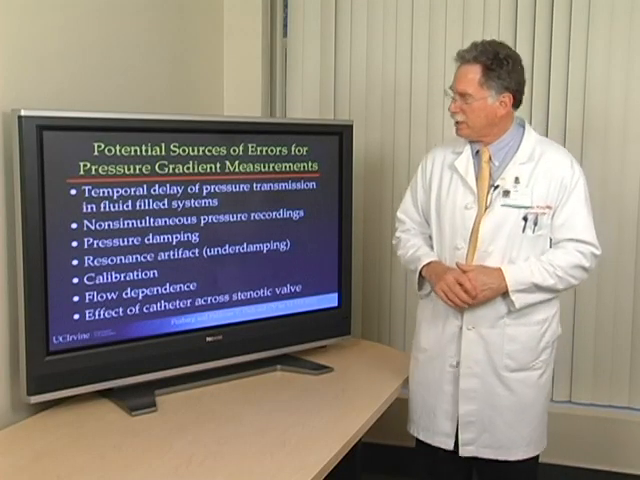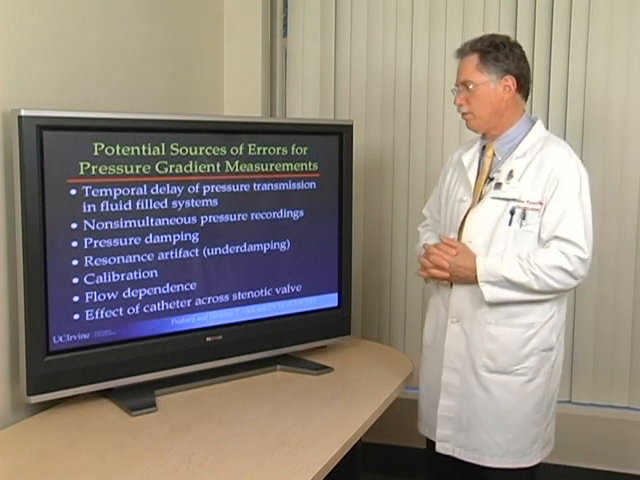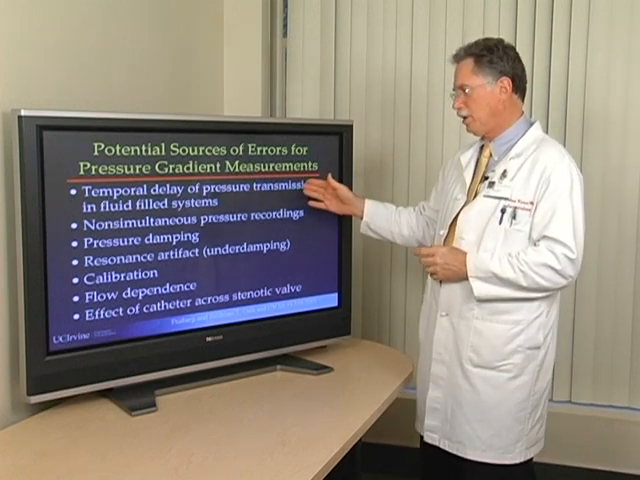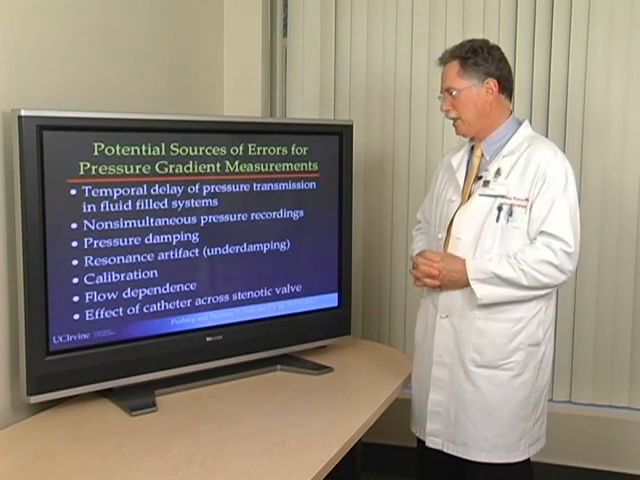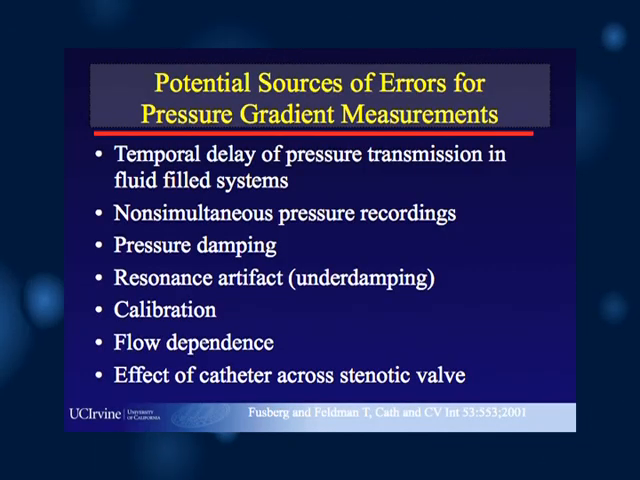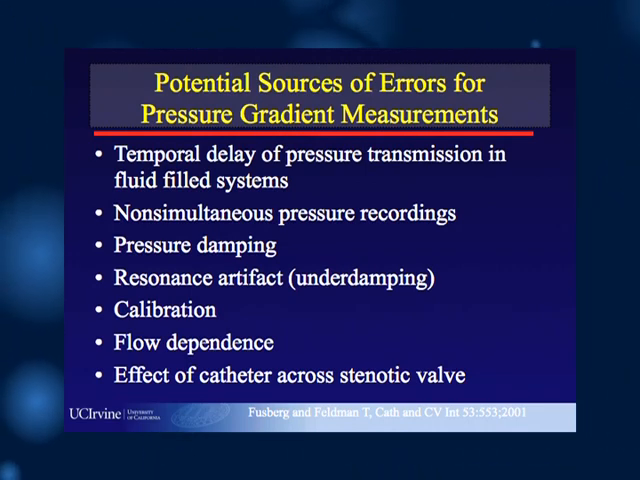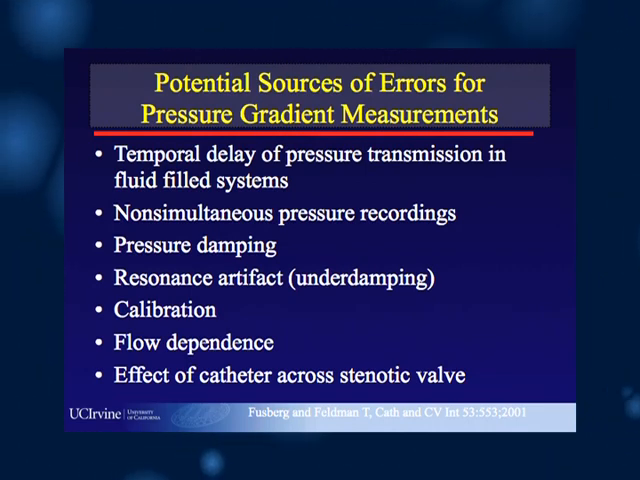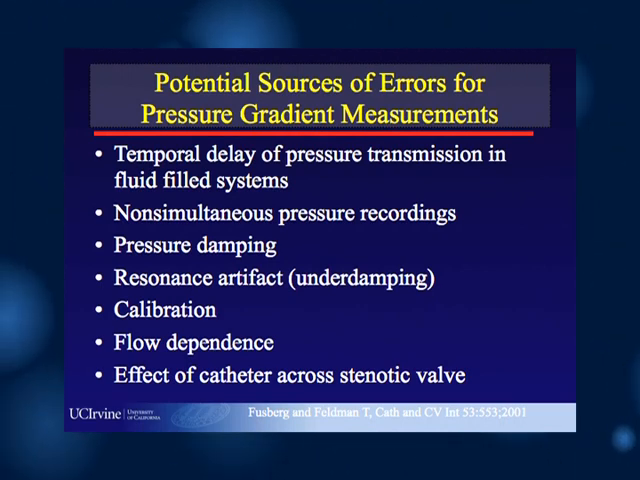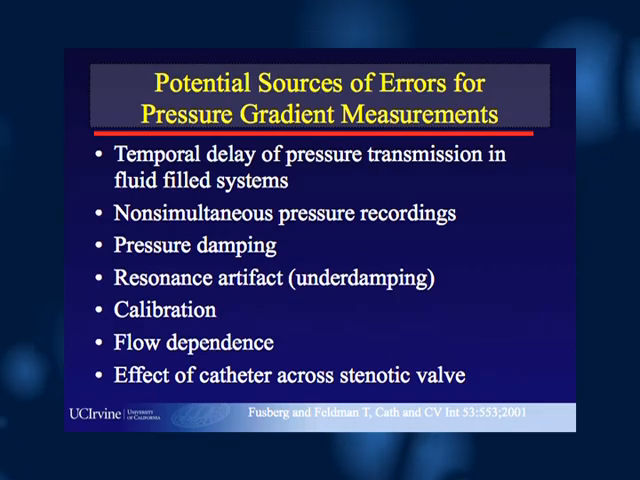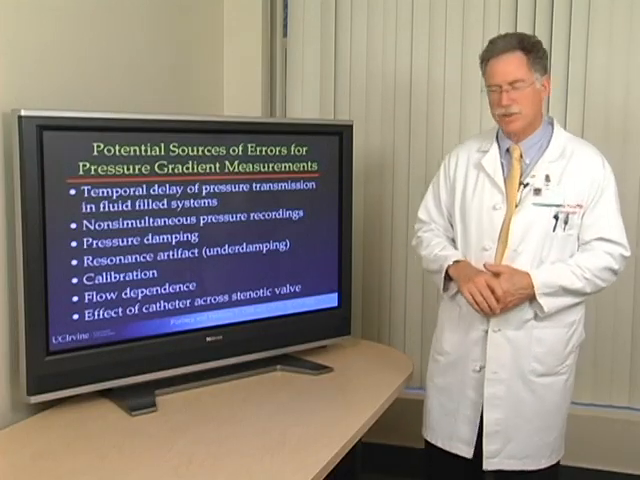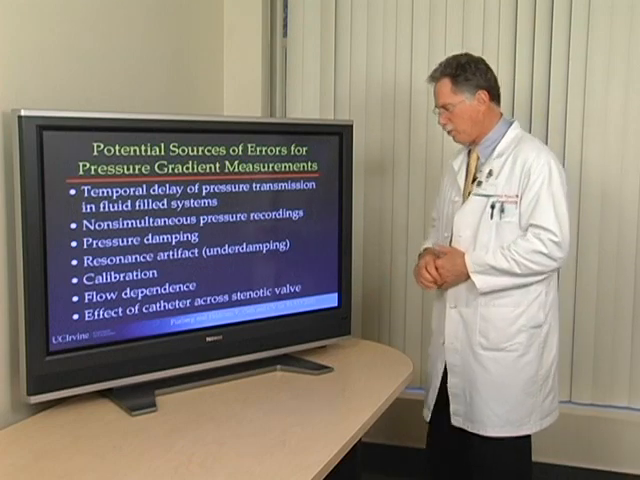Now, there are errors that can be introduced because of our pressure measuring systems, and these include the temporal delay of pressure as it moves through fluid-filled systems. The use of non-simultaneous pressure recordings is a source of error. An incorrectly damped pressure signal, either over-damped or under-damped, can produce problems. Calibration errors and the flow dependence of valve gradients is critical to accurate valve area calculations. Rarely does a catheter interfere with stenotic valves, but in the past that has been reported as a source of error.